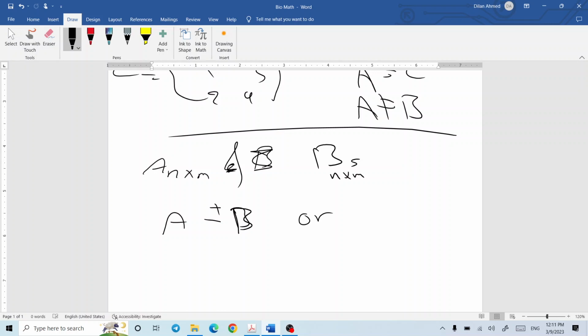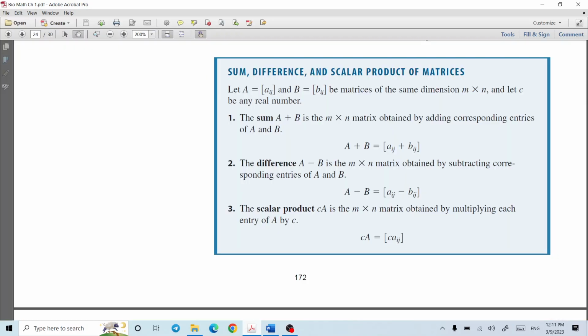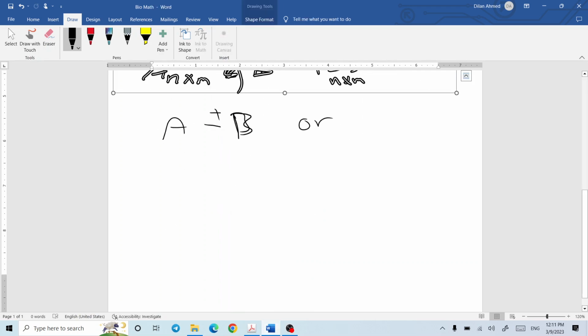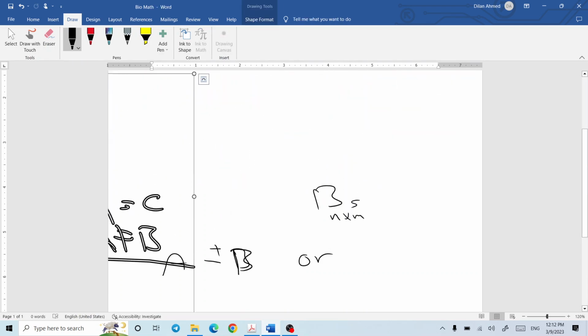What do you mean by that? We mean that if the matrices are not equal in dimension, in the rows and columns, we cannot add them. Look here. You say Aij, Bij are M by N matrices. So the dimensions should be equal. It means that if the first matrix is 2 by 2, the second matrix should be 2 by 2. Otherwise, I cannot add or subtract. That's a rule, so let me give you an example.